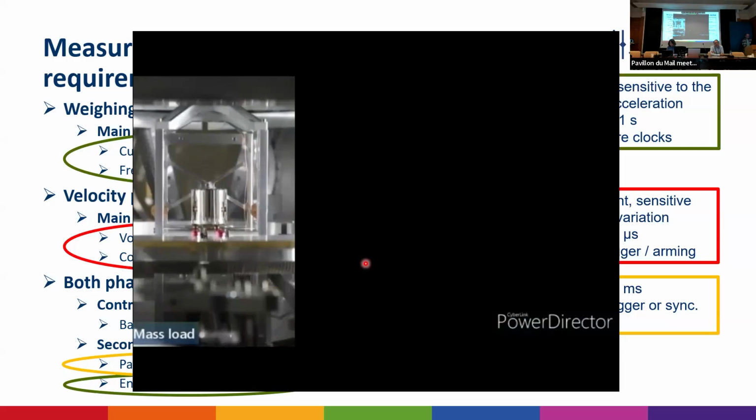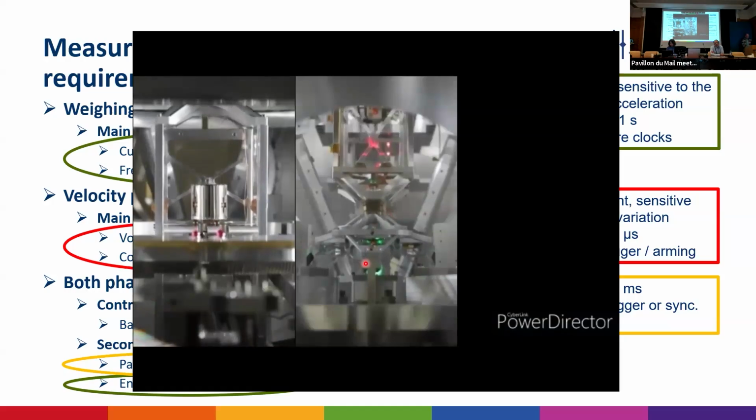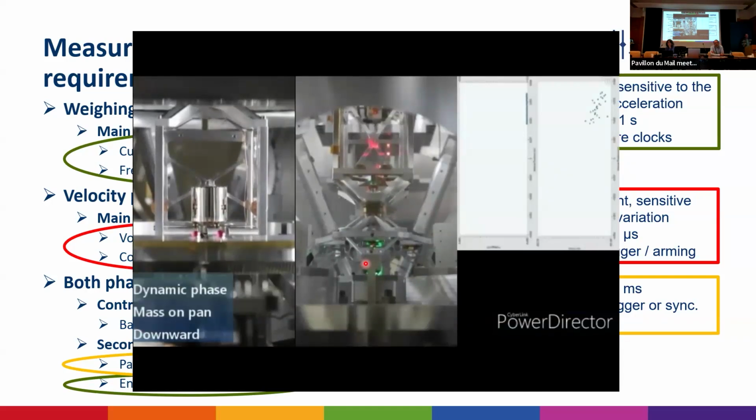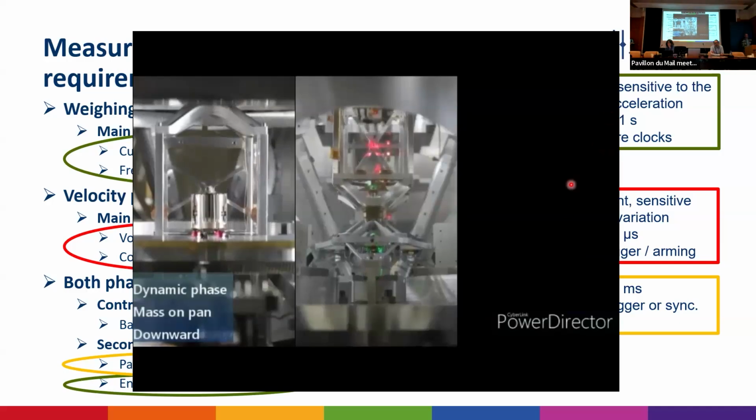Okay, the mass exchange is now finished. We go to the position of the weighing, and we go to the position of the dynamic phase, to start the dynamic phase. And we are starting again a dynamic phase now with the mass on the pan. So we are measuring exactly the same thing. You can see on the right here the velocity and the voltage. They are both on the same plot, and the ratio is on the extreme right of the plot.